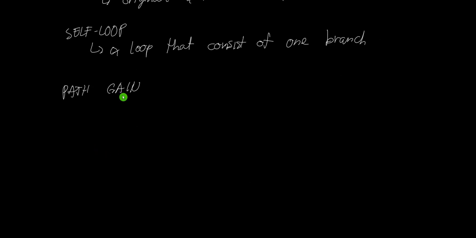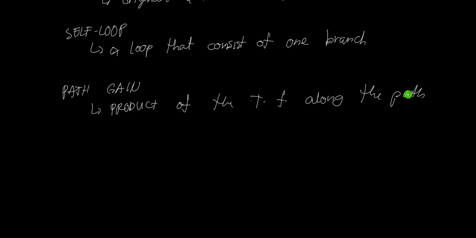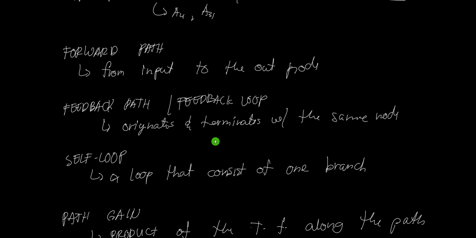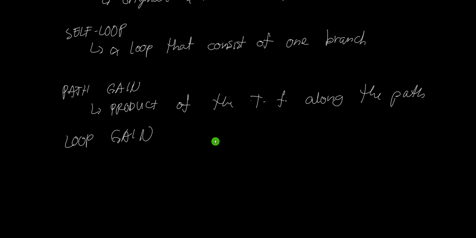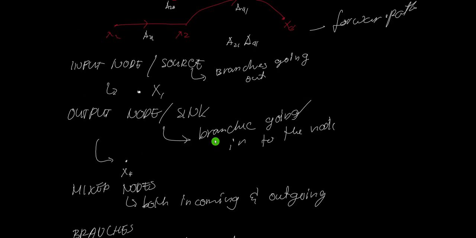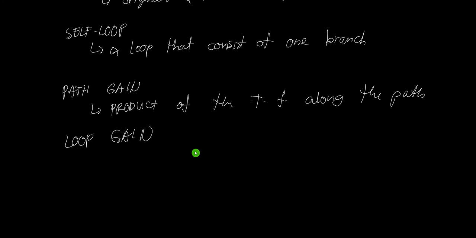That is the meaning of a path gain. It's the gain along the path. It's the product of the gains or transmission functions along the path. So it can be a forward path gain, and if it's a loop, we call it a loop gain. It's the same thing, but just for a loop. So these are different definitions. We also have other definitions that we need to define. So loop gain is the product of gains along a loop.